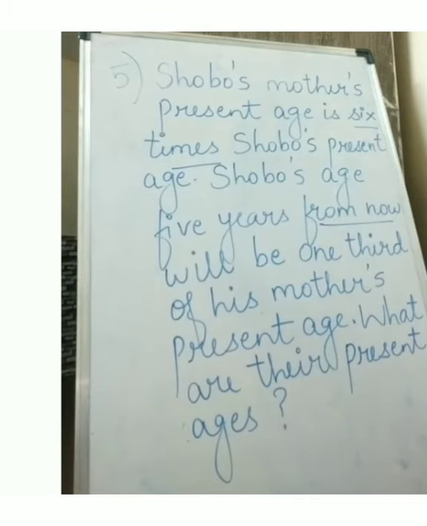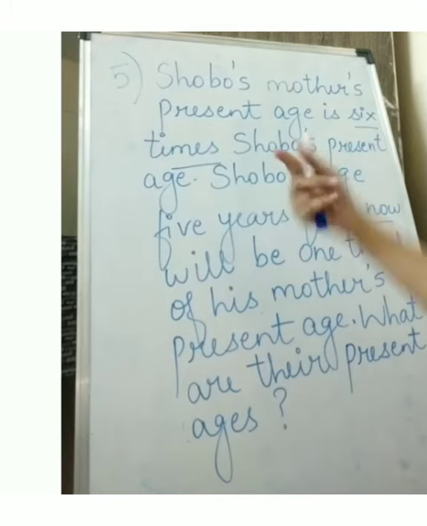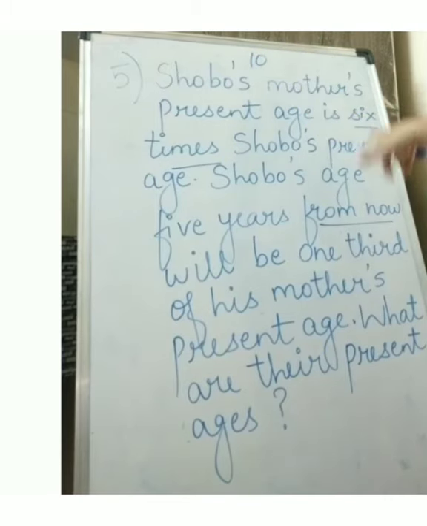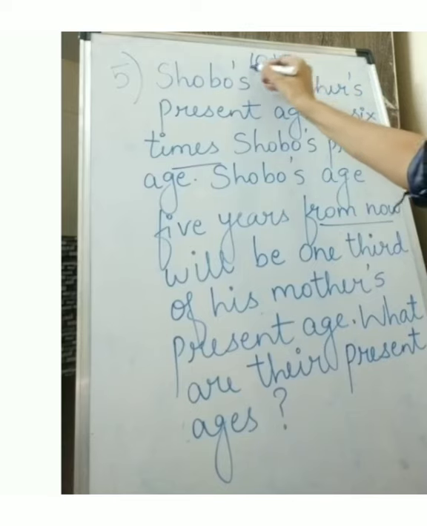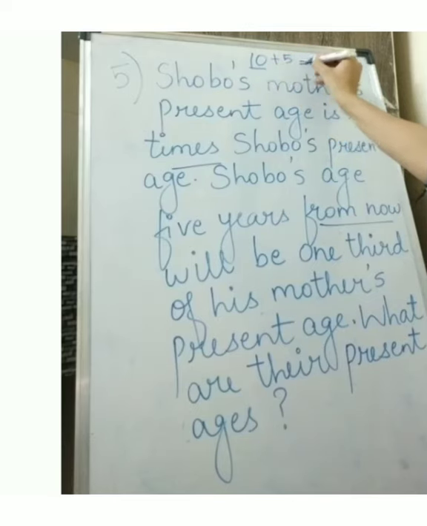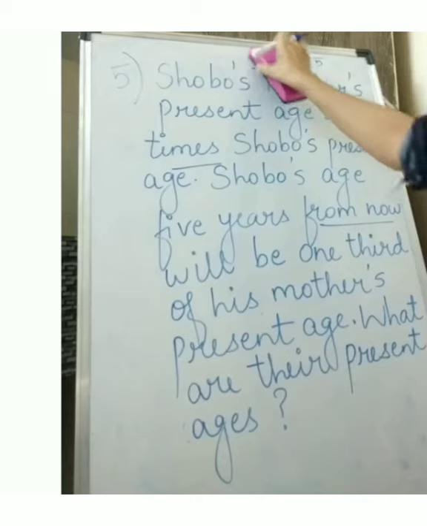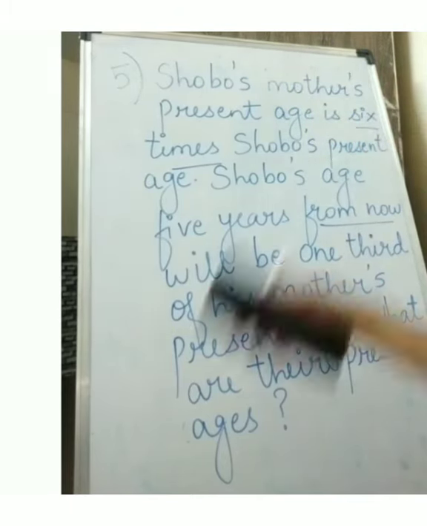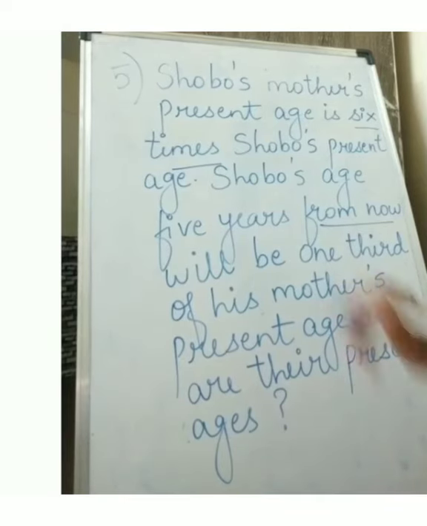5 years from now means after 5 years. Suppose if you all are 10 years old now, and I say 5 years from now, I will add 5 years. Then after 5 years you all will become 15, because I am adding 10 plus 5. Okay. So the first thing is clear that Shobhu's mother is 6 times her age. If Shobhu's age is x years, then her mother is 6x.